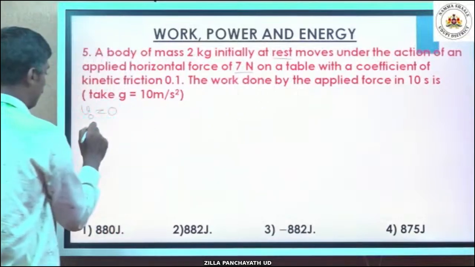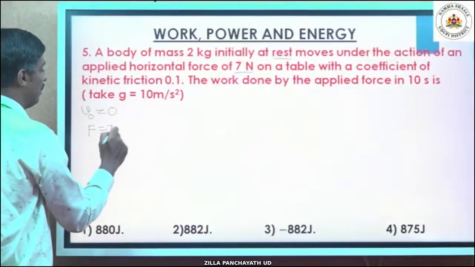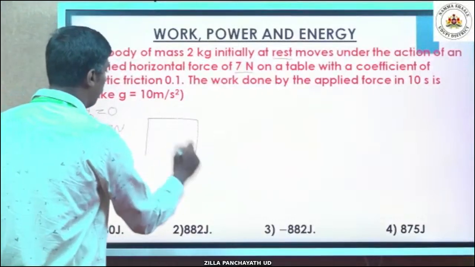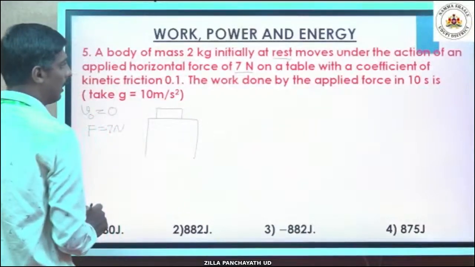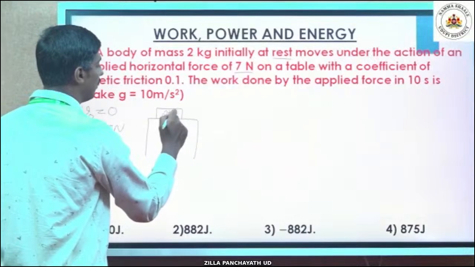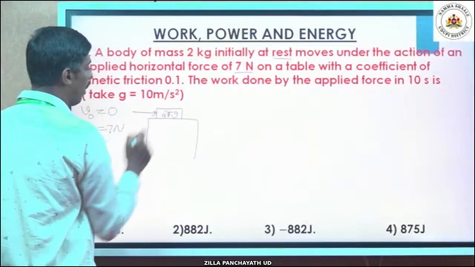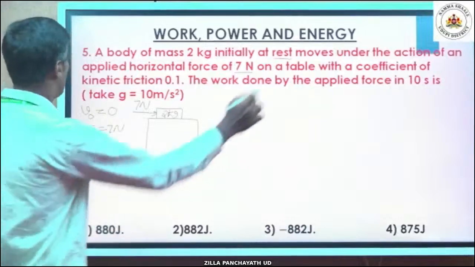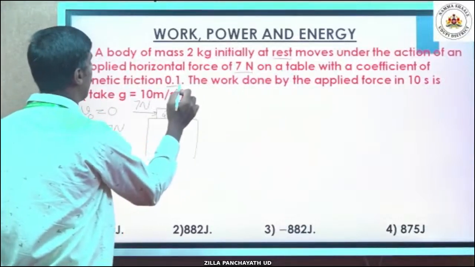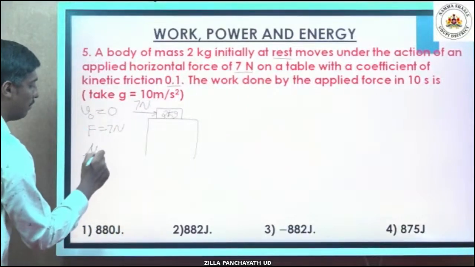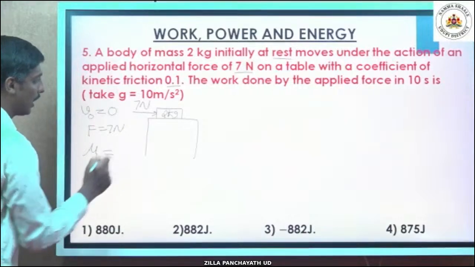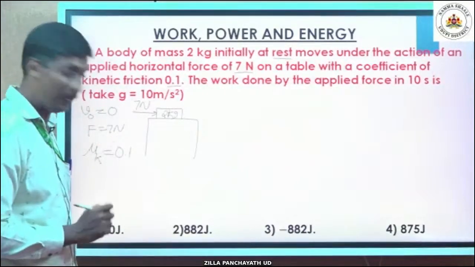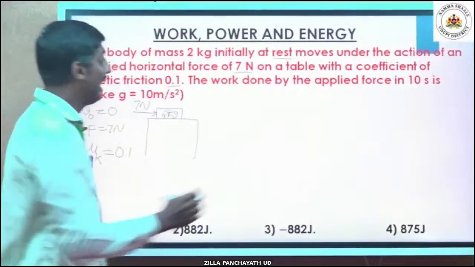So force has been given. Applied force is 7 Newton. On a table, so there is a table on which an object has been kept, whose mass is 2 kg. And to this object, he is applying 7 Newton of force, with the coefficient of kinetic friction 0.1. Coefficient of kinetic friction, I mean mu k, students, which comes in the laws of motion chapter. So 0.1 is given. Then work done by the applied force.